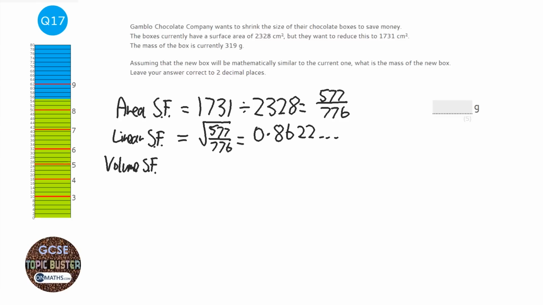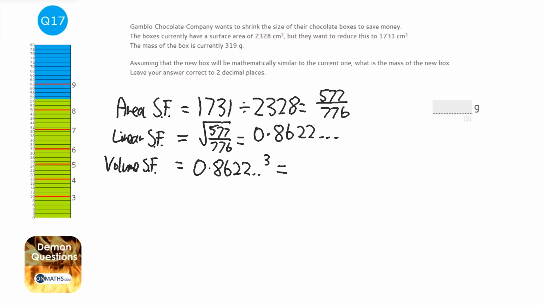Now, to find the volume scale factor from the linear scale factor, you just cube it. So I'm going to show the examiner that I'm going to keep it in my calculator, but I'm going to cube it. So what I'm going to do is just press the X with a little square button, and then 3, or just press the X cubed button. Let's have a look, and that's going to be 0.6411, and again I'm going to keep it in my calculator, because the last step is to find out what the new grams is.